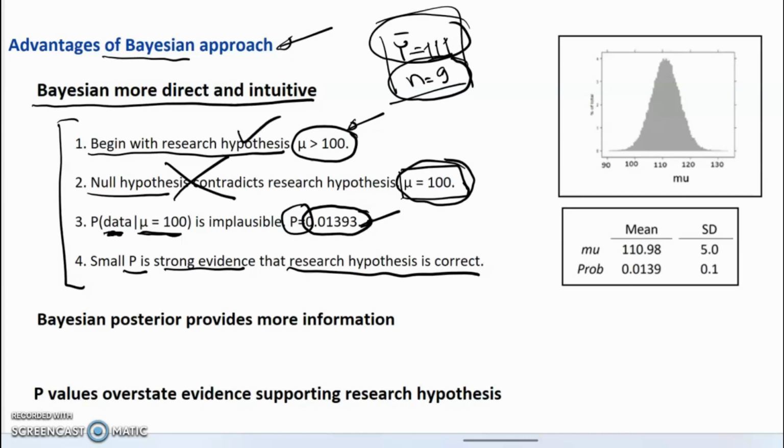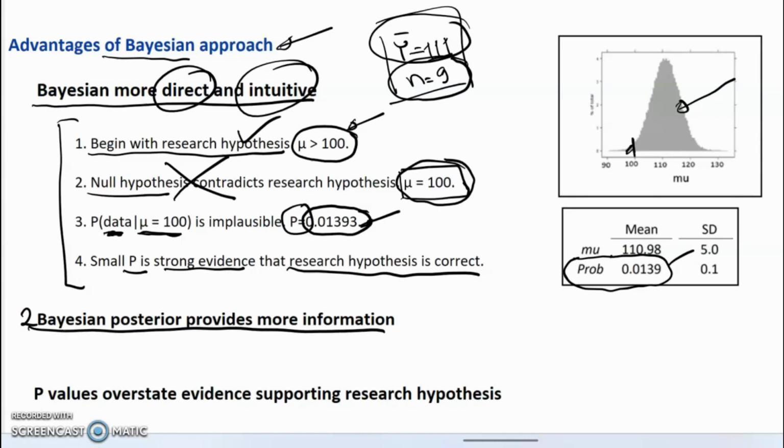Whereas the Bayesian provides a very direct answer, far more direct, far more intuitive. It just tells us, okay, here's our histogram of mu, and here is the 100 value, that the probability of the mean IQ of the IB students being less than 100 is only 0.01393. The Bayesian posterior provides additional information that the frequentist doesn't.